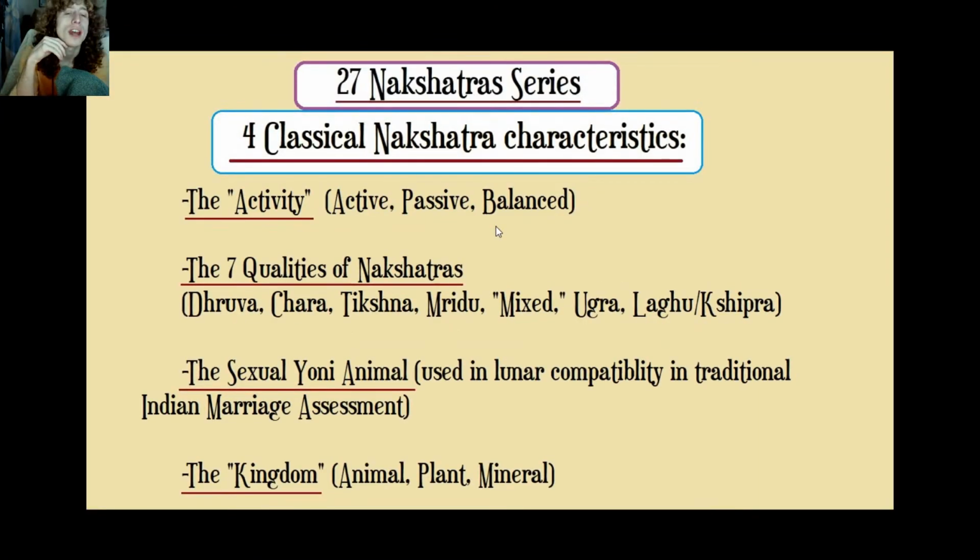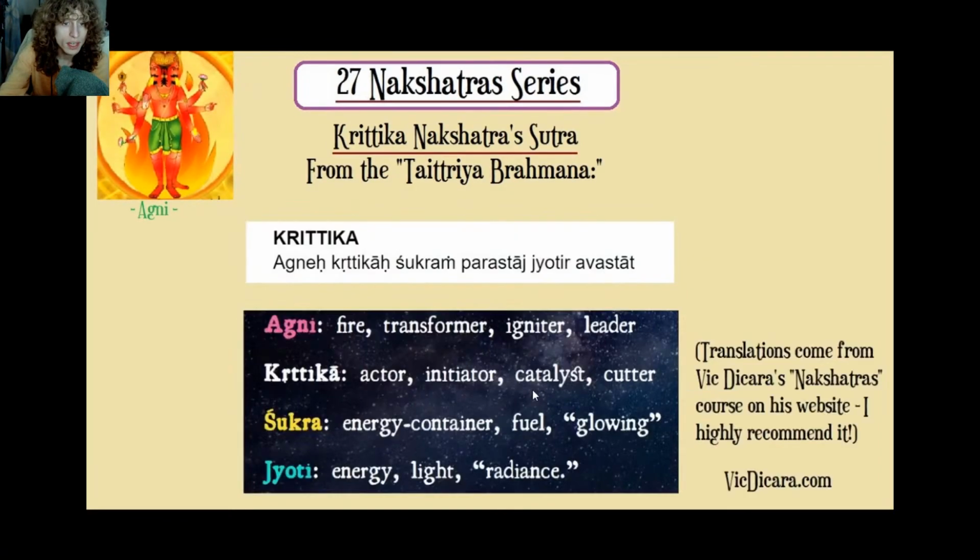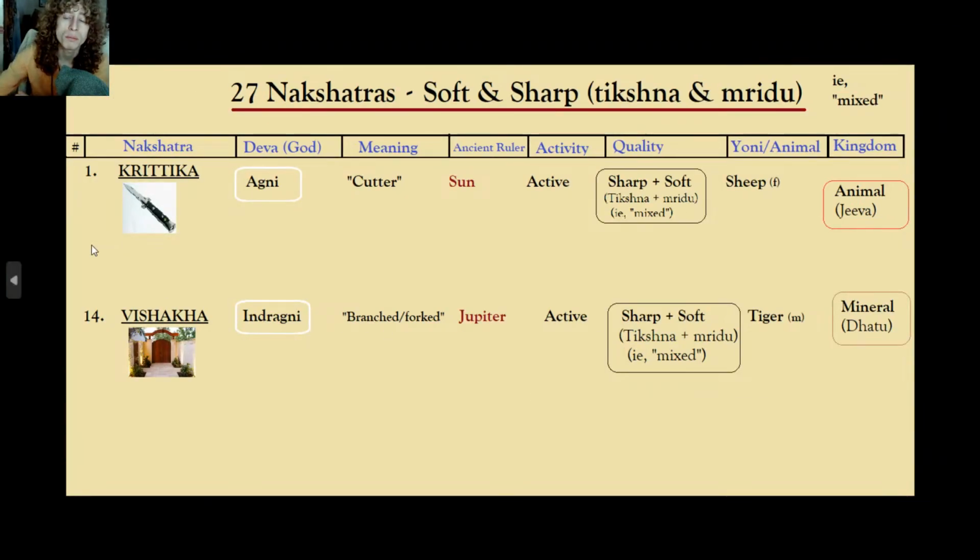So that's what we're looking at here, the 4 classical characteristics of Krittika Nakshatra. It's the activity, the 7 qualities of the nakshatra, the sexual yoni animal, and the kingdom. The kingdom is particularly considered important by Ernst Wilhelm. That's why it's kind of emphasized.